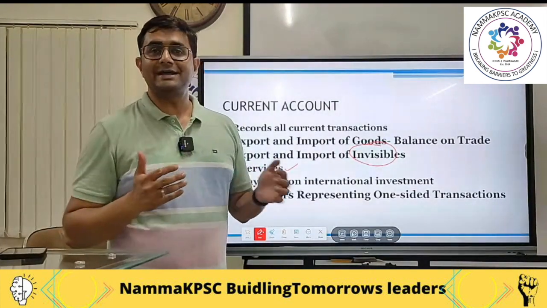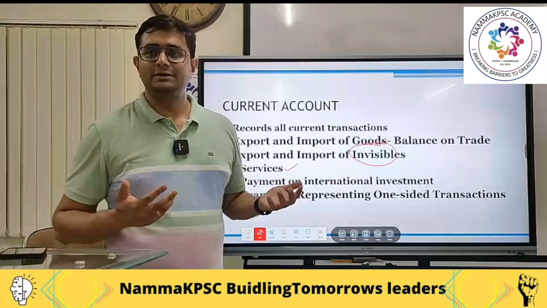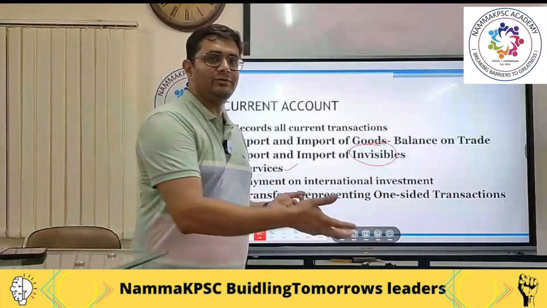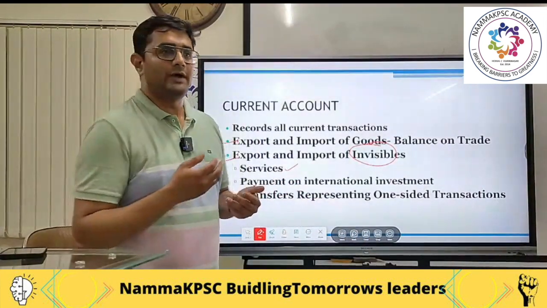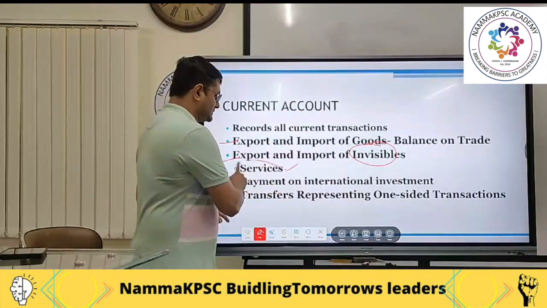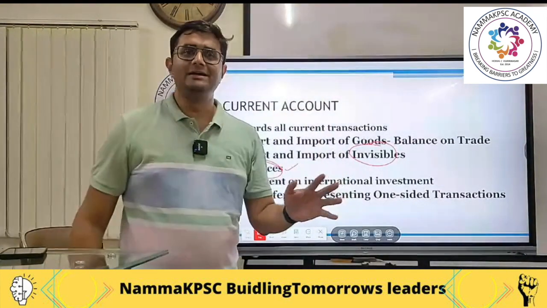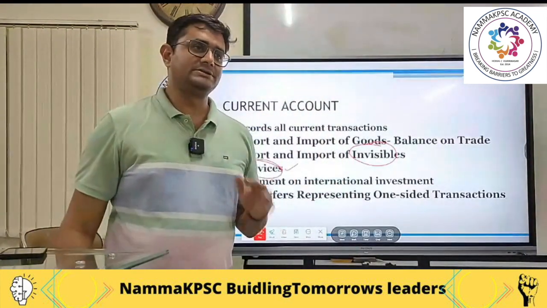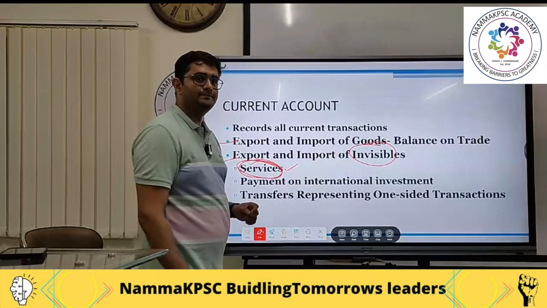So there are current transactions, where current means an immediate exchange happens. When you give 100 rupees, you get 1 kg of mango, immediately. So that is a current transaction, export and import happening immediately. Here also services. It's not the definition, just for your understanding. Any current transaction. So invisibles include services.